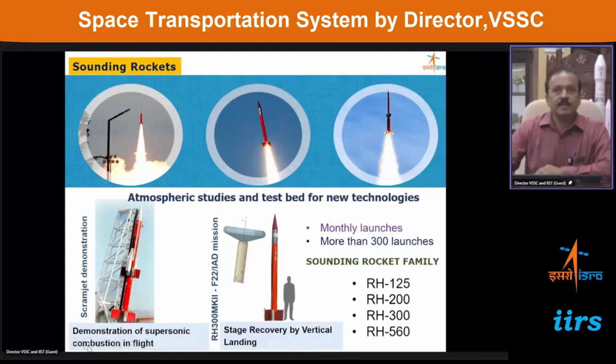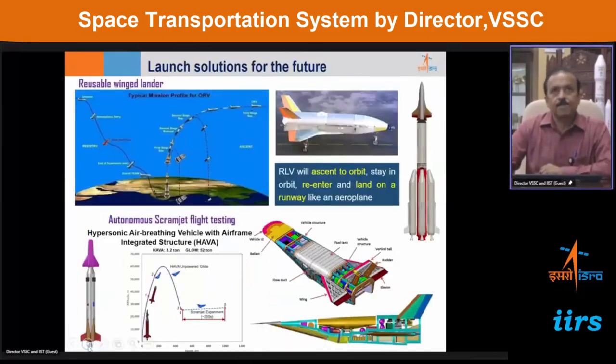So here we have different diameters available, like what is shown on the right side bottom: Rohini sounding rocket 125, 200, 300, 560, depending upon the payload. The same vehicles we use for many technology demonstrations. For the RLV, we had a supersonic mission, a suborbital flight and a landing mission. And then we are going to have the orbiter mission. For the scramjet, we had a short duration mission of a few seconds in a sounding rocket. Now, as shown here, we are getting ready for a 200-second long duration mission.